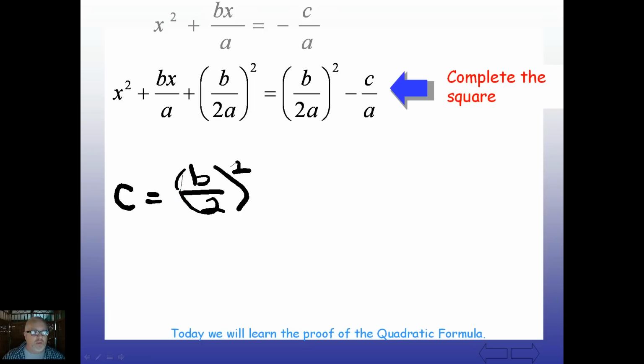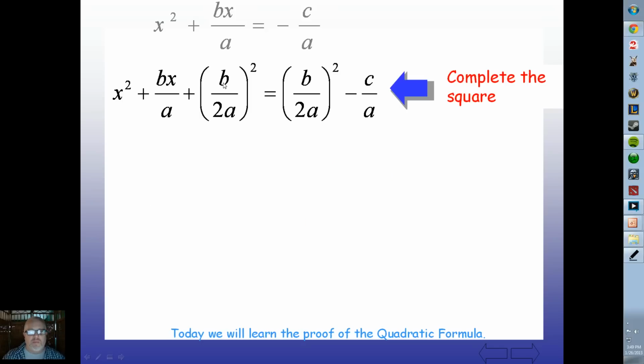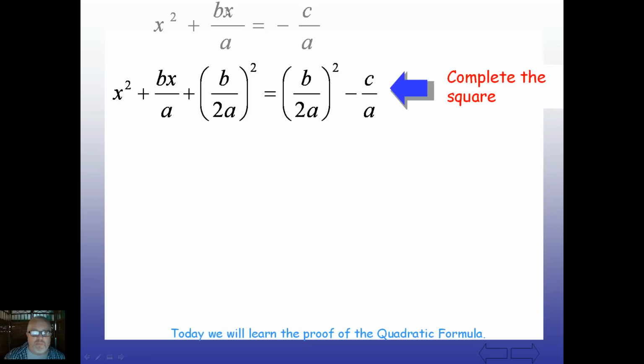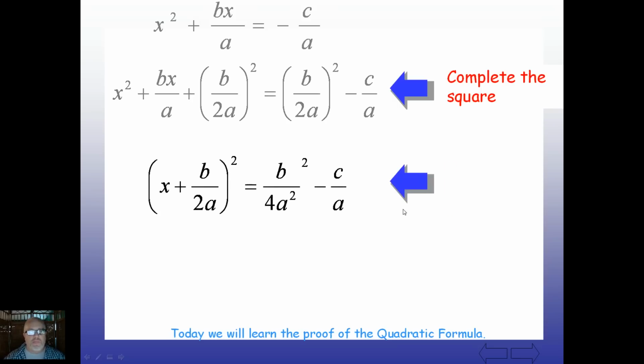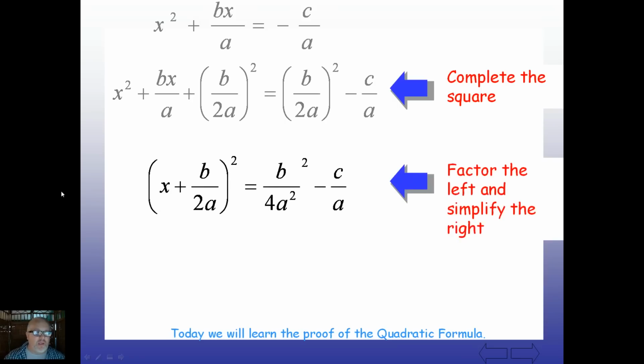Okay. So the b here is actually the coefficient of x, which is b over a. So it's b over a, sorry, there's a divided by 2 there, and I'm going to square it. And I have to do the same thing to both sides here. So I'm going to add this positive value to both sides.